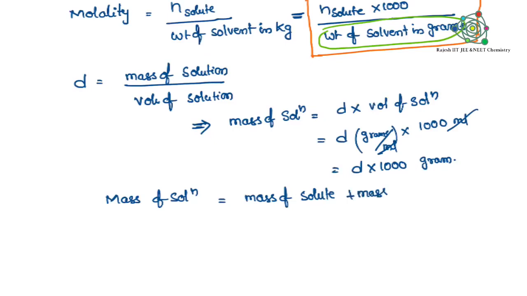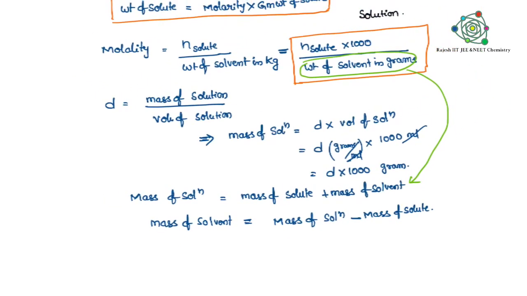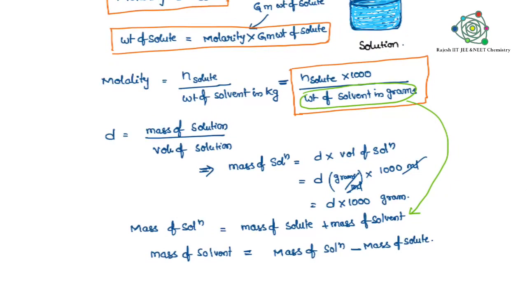So here what we need to do is simply calculate the mass, or weight, of solvent. Mass or weight of solvent is equal to mass of solution minus mass of solute. You know the mass of solution. What is that? D into 1000. Mass of solution is equal to D into 1000, so substitute that here.